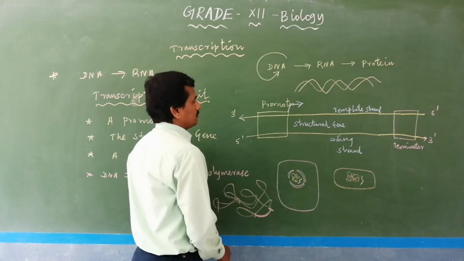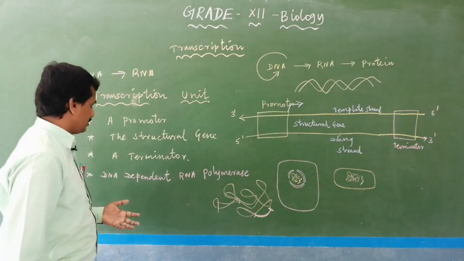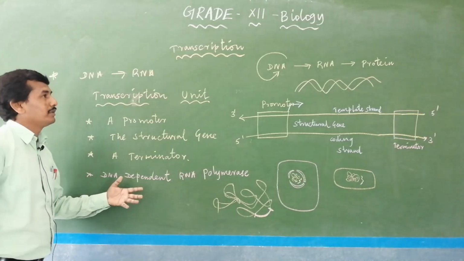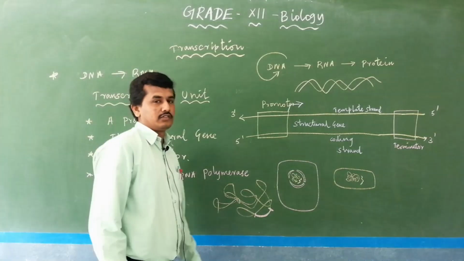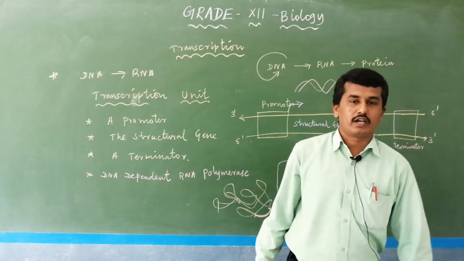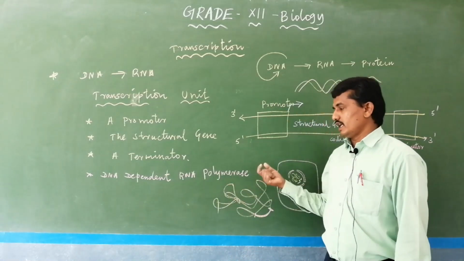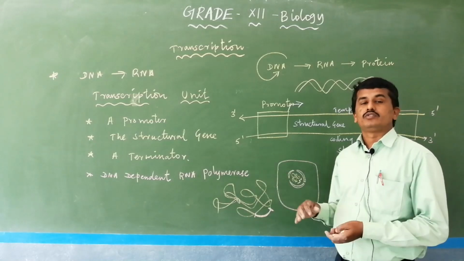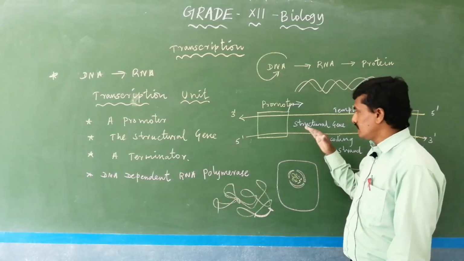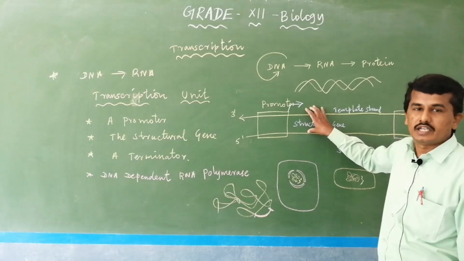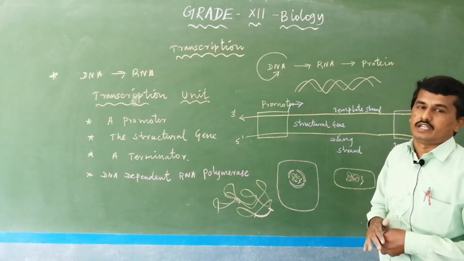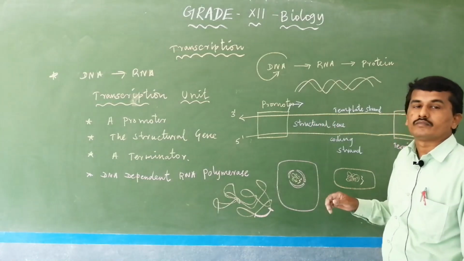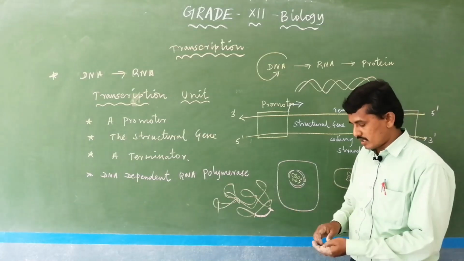During the transcription procedure, one enzyme is involved. The enzyme is DNA dependent RNA polymerase. DNA dependent RNA polymerase is the enzyme used for the formation of RNA from the DNA. It is dependent on DNA and forms the RNA, that is mRNA. From the DNA, the mRNA is formed.